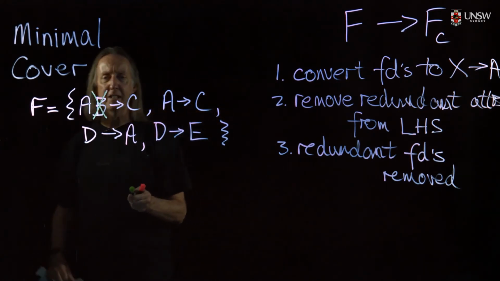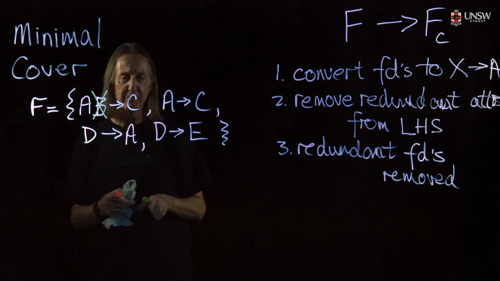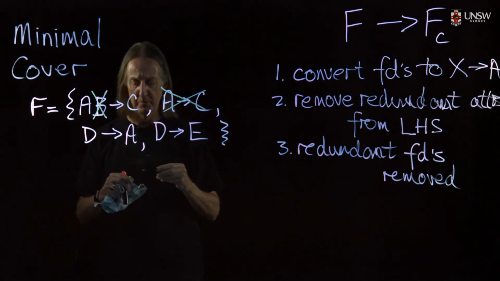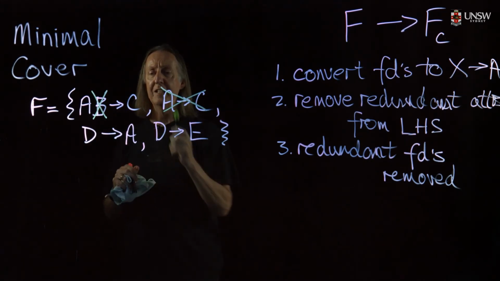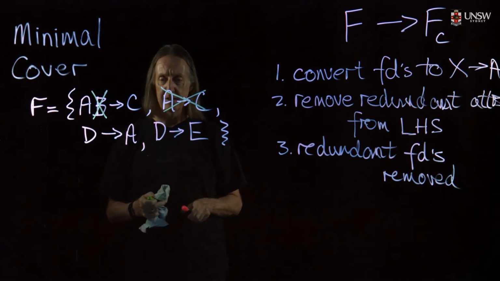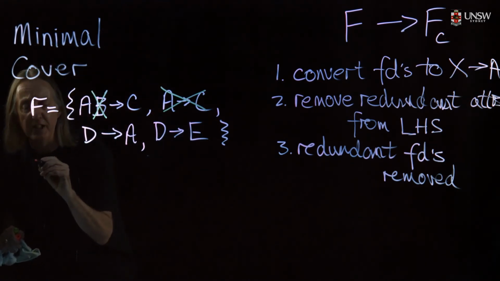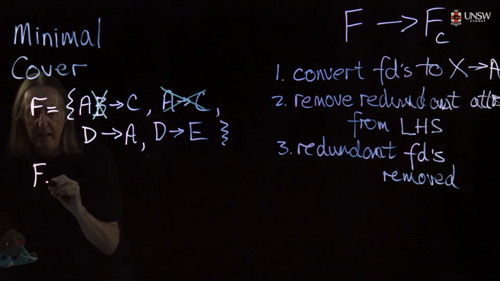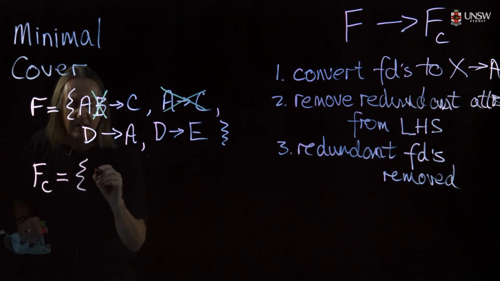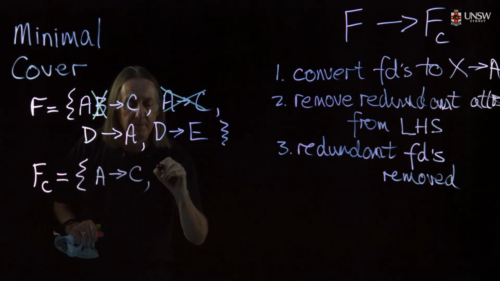All right, what that gives us is two occurrences of A determines C. Obviously one of them is unnecessary, so if we remove that, we end up with A determines C, D determines A, D determines E, and I don't think that we can remove anything else without changing the meaning of the set of functional dependencies. So here's our final set.